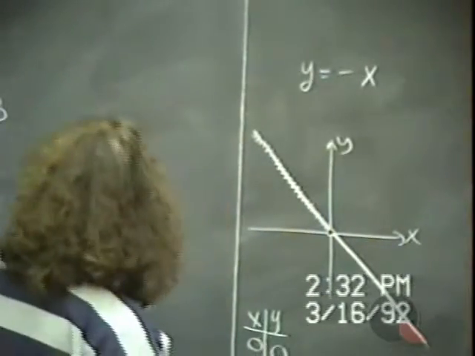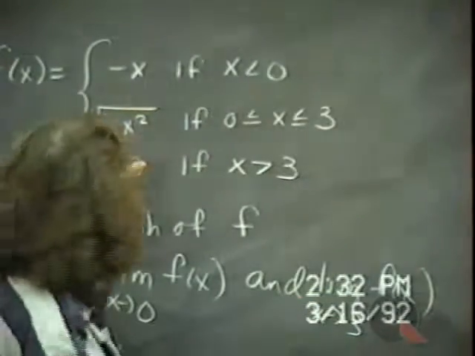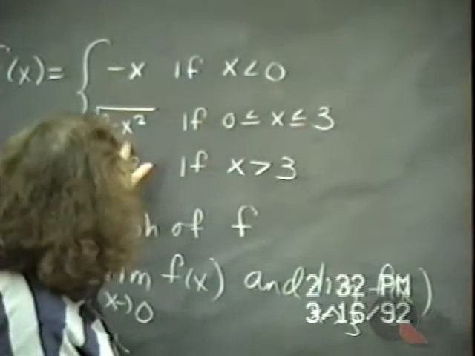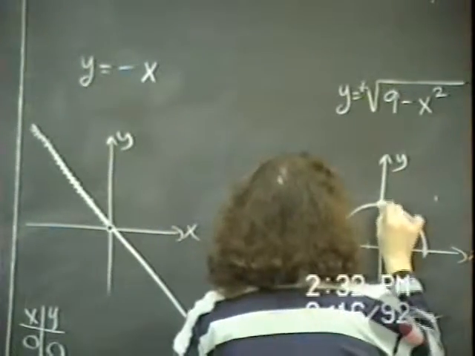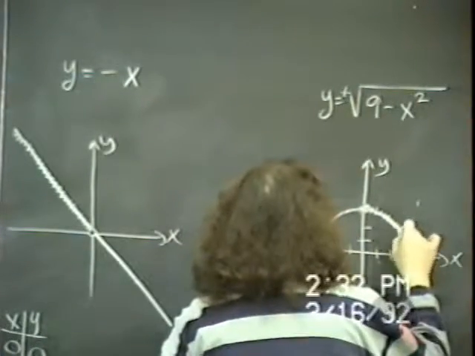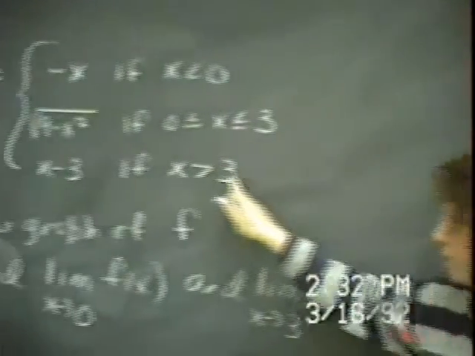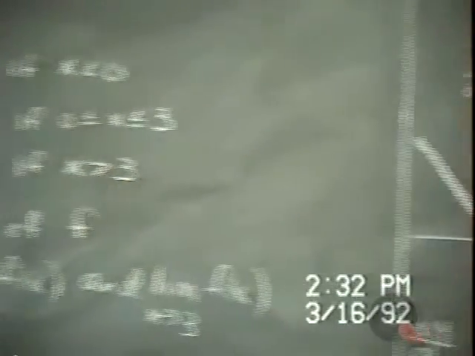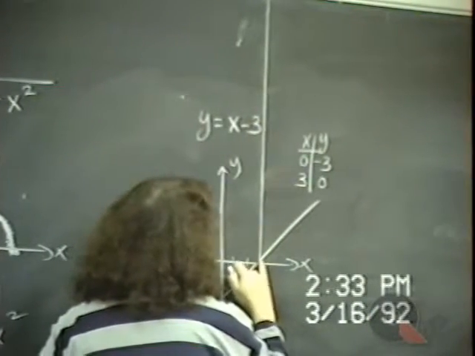Now, between 0 and 3, we're supposed to be on that circle. Well, actually, the top half of that circle. If x is 0, y is 3. And if x is 3, y is 0. So we're going to take the portion of the circle from 0, 3 to 3, 0, including the endpoints. This portion we're going to cut from here, from 0 to 3. Then, when x is greater than 3, we're supposed to go on to the third function, which is a straight line. Now, it said when it's greater than 3, at 3, y would be 0, but we don't include that point.